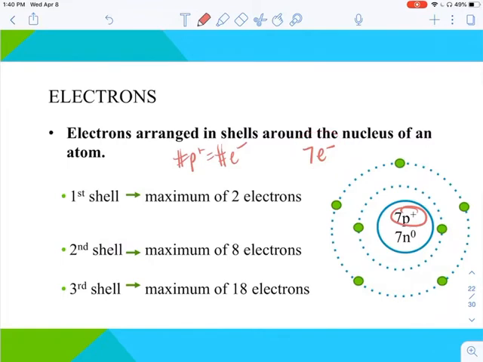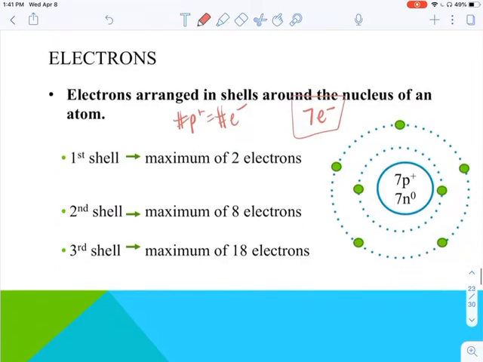So I start by placing electrons closest to the nucleus. I place 2, go to the next shell. Well, I have 5 more to place. I place those in the second shell, and that second shell can have a maximum of 8 electrons. And then if I had an even bigger atom, the third shell could have 18 electrons. So again, I fill the orbits or the shells closest to the nucleus first, not exceeding that maximum number of electrons.